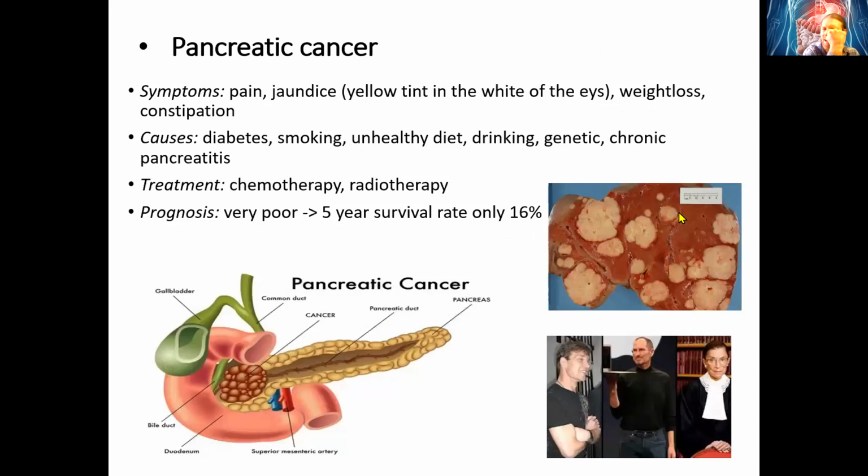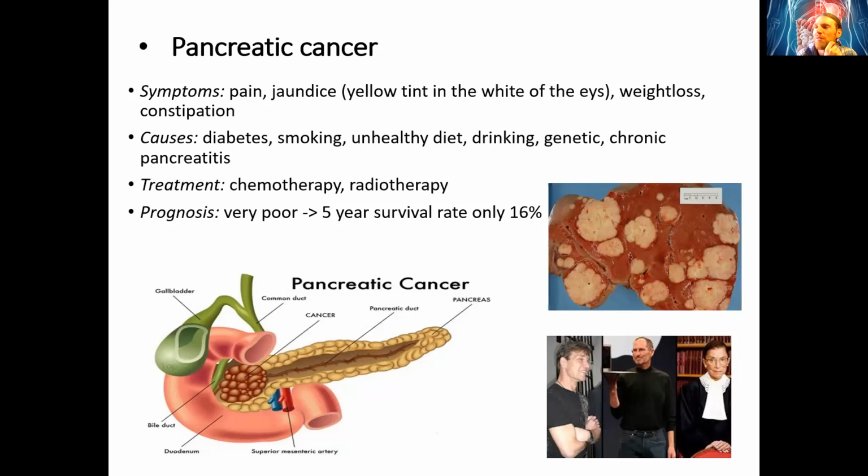And then another illness, which is pancreatic cancer. What are the causes? Diabetes, smoking, unhealthy diet, again, drinking, genetic factors, chronic pancreatitis, which is a chronic inflammation of the pancreas. And the problem here is they don't really know the true origin of that.